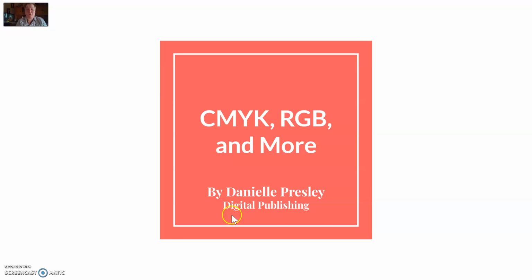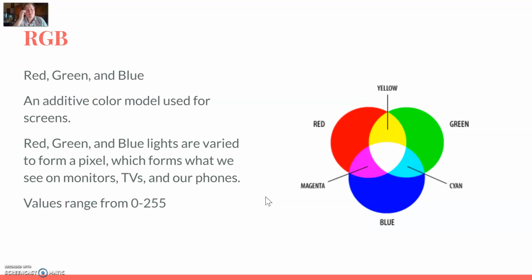So starting out, we'll go with the RGB, which is the red, green, and blue. It's an additive color model used for our screens, and I actually looked more in depth at how it works with the pixels and even subpixels. They use subpixels of lights that are red, green, and blue, and they form a pixel, which therefore gets put together with other pixels to form what we see on our monitors and our televisions and on our phones. It's anything and everything digital.